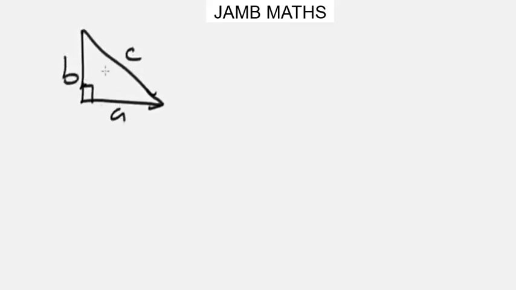Alright, let me draw this right angle triangle I'll use to explain the things I'll be explaining in this video. So we have this right angle triangle. We have this side to be C, we have this side to be A, we have this side to be B. Now note that the general formula for Pythagoras theorem is C square equals A square plus B square.